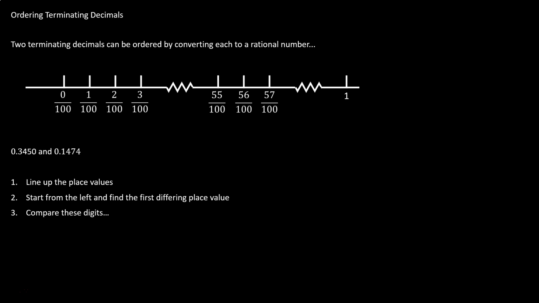Terminating decimals can be ordered simply by converting each to a rational number and then plotting those rational numbers on a number line. For example, if we're looking at a decimal like 0.55, we can think of that as a fraction, 55 over 100, and we can compare that to other fractions, like maybe we look at the decimal 0.02. That turns into 2 over 100. We can see that the further to the right these numbers are, the bigger they are. The further to the left these numbers are, the smaller they are. So if we wanted to order decimals, we can turn them into fractions and put them on number lines. We've already learned how to draw fractions on number lines.